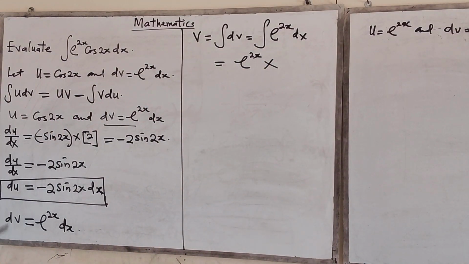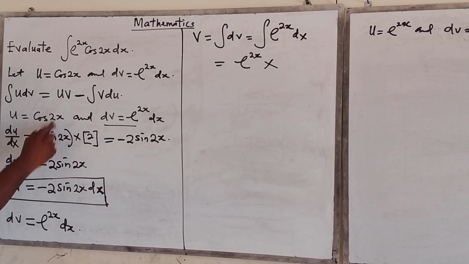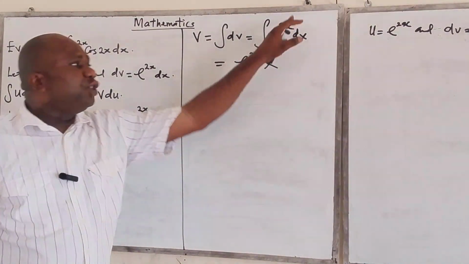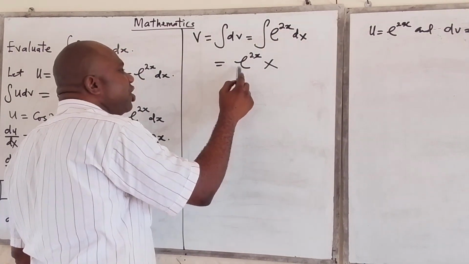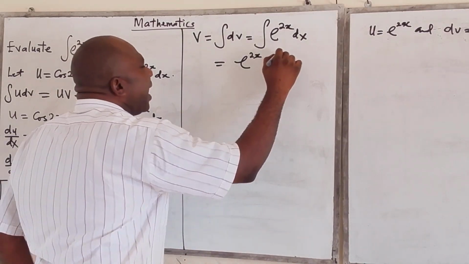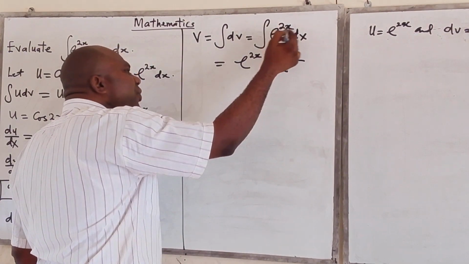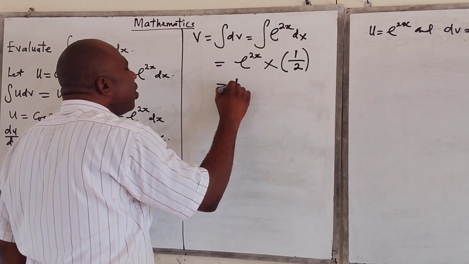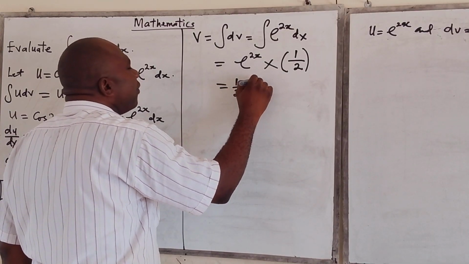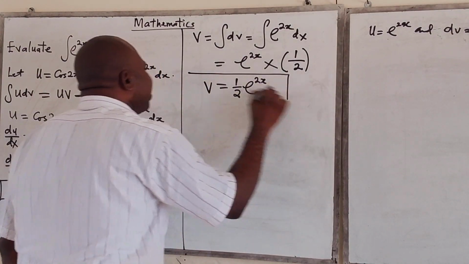Now, remember in the case of differentiation of a function, we said you differentiate this, then you multiply it by the derivative of the function. Now, when it comes to integration of a function, you integrate, and when you integrate e power 2x, it gives e power 2x, then you times it by 1 all over the derivative of the function. And the derivative of 2x is 2. So that will give us 1 over 2 e raised to the power of 2x. Now, that's the value of our v. Let's take note of this as well.